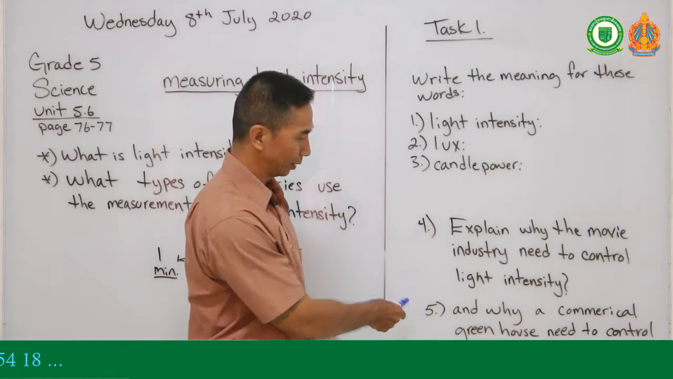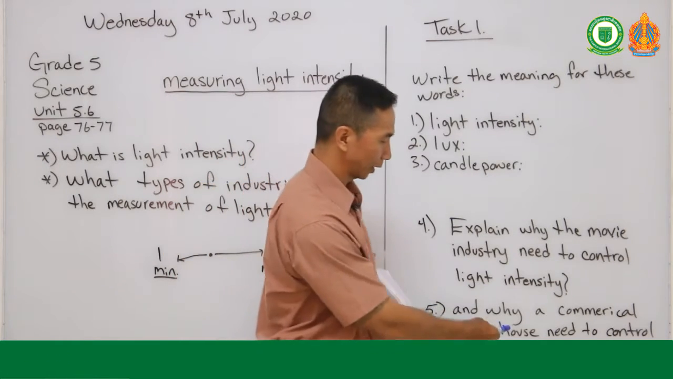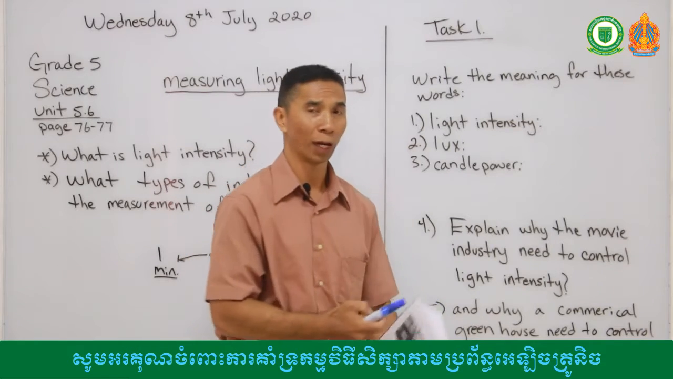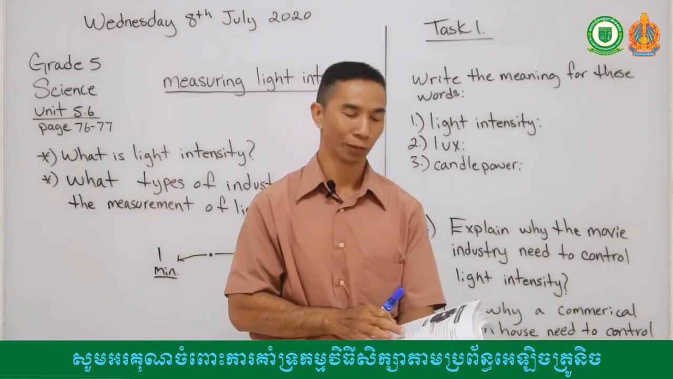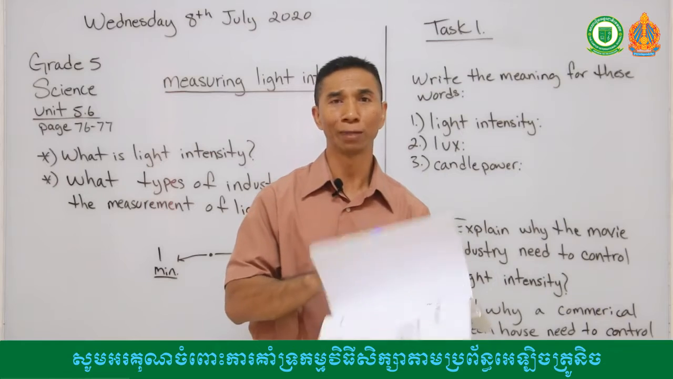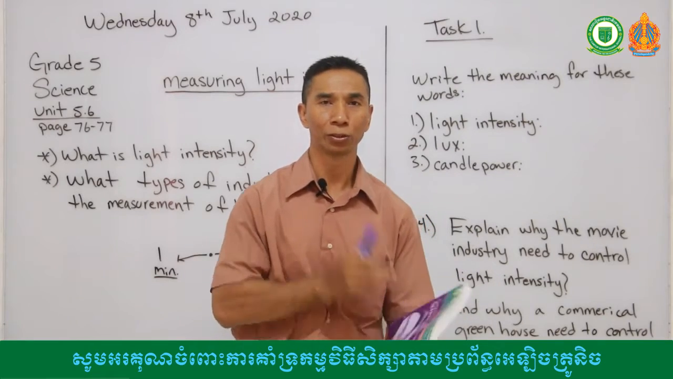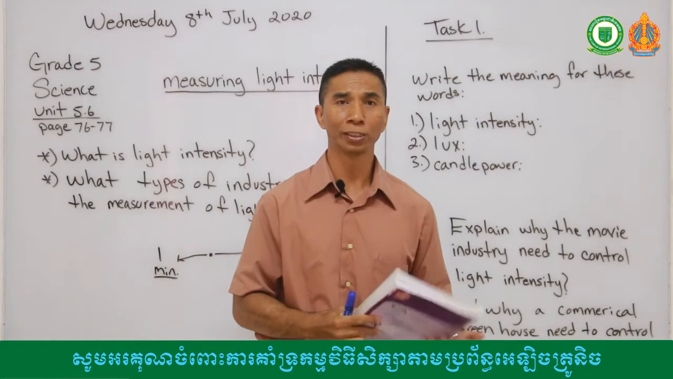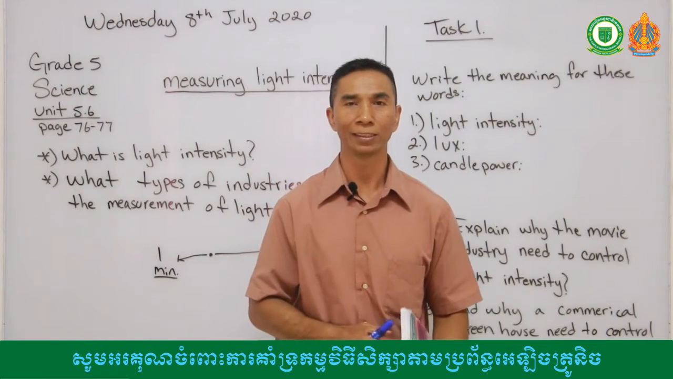And for the last question, we talked about the greenhouse effects. Also, I want you to write a paragraph or more explaining why a greenhouse needs to control light intensities and measure heat coming into the greenhouse so they can grow certain fruits or vegetables that can't grow in that region.